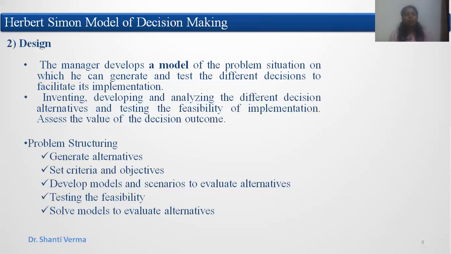The problem structuring in the design process is to generate alternatives, set criteria and objectives, develop models and scenarios to evaluate alternatives, test the feasibility, and solve models to evaluate alternatives.